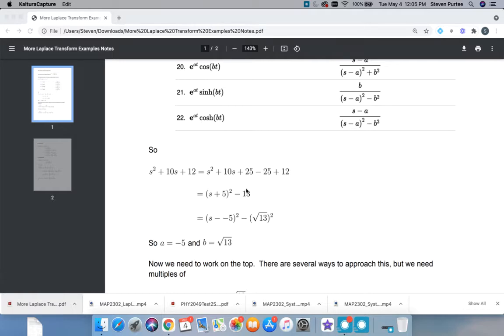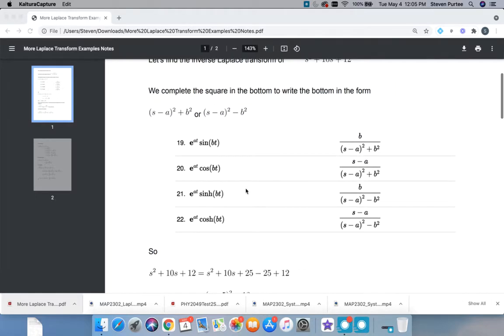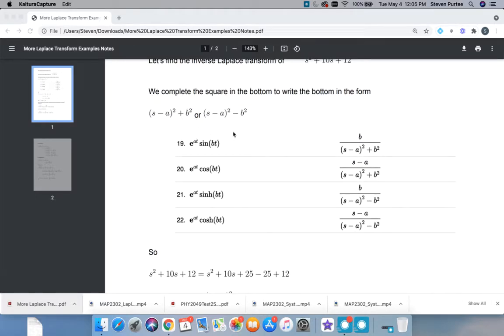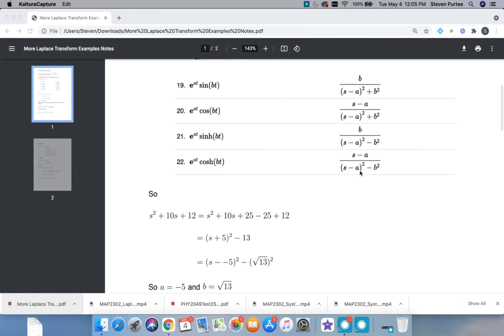So I'm thinking in my head that that looks like this one. S minus a squared minus b squared. So that I can match one of these. So I'm matching these two. So my a here is negative 5. And my b is not 13. My b is square root of 13. Because whatever's there is supposed to be b squared.